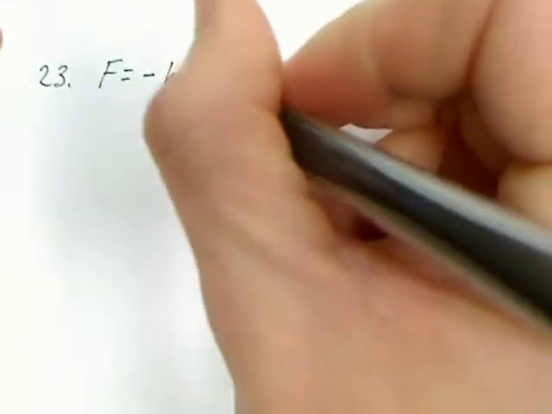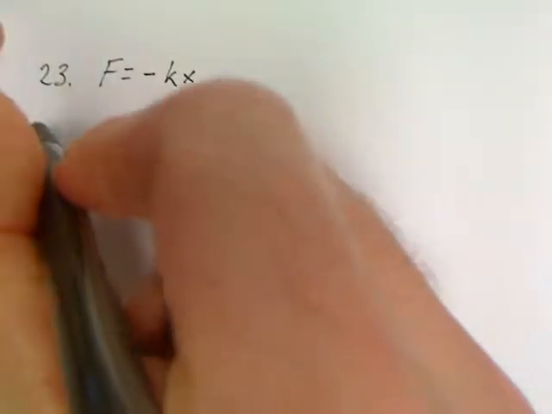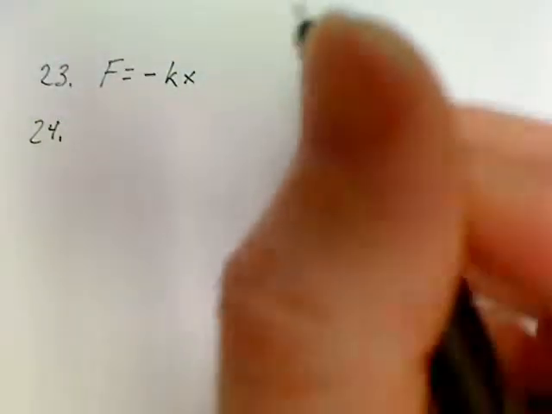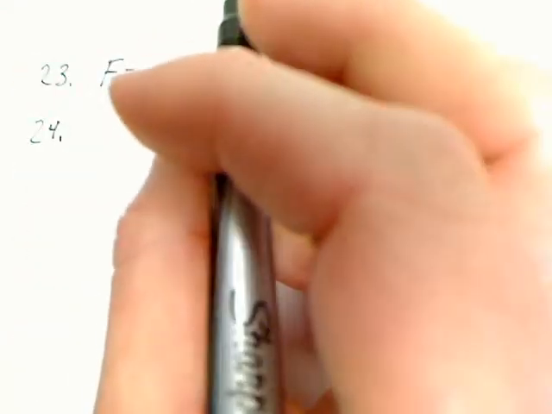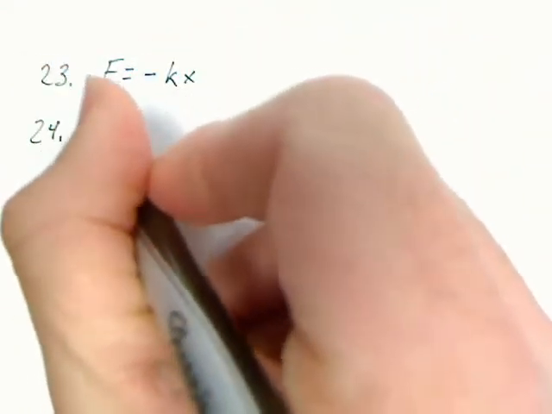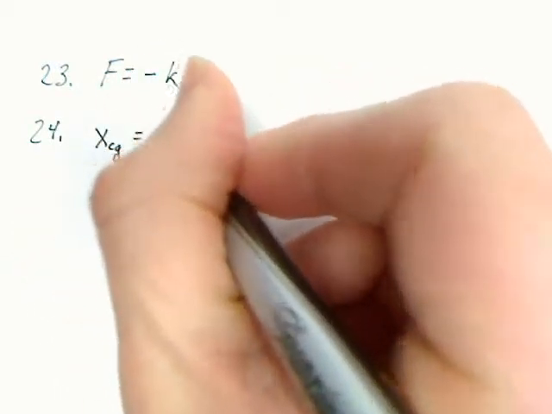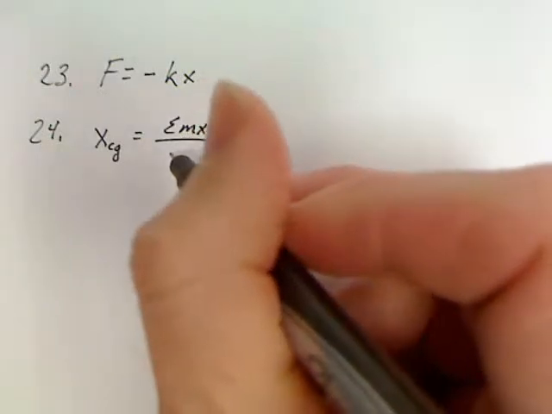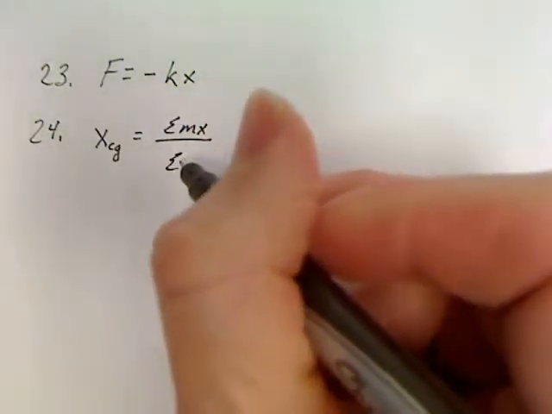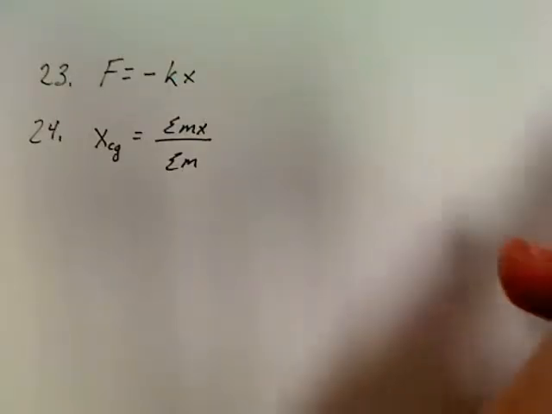23, Hooke's law. F equals negative kx. Again, I never used a negative, but technically it's in there. 24, center of gravity. Technically, center of gravity is equal to the sum of all of your mx's over the sum of all of your masses. 25.